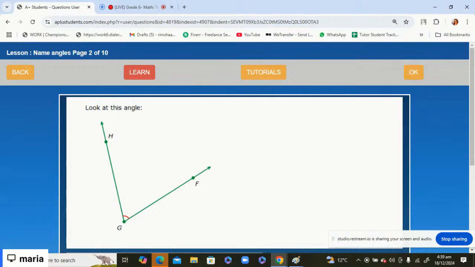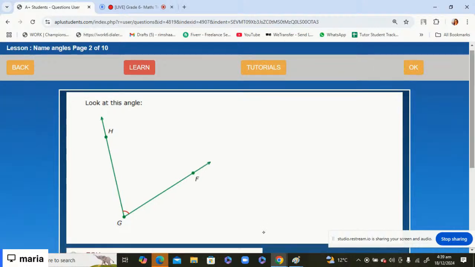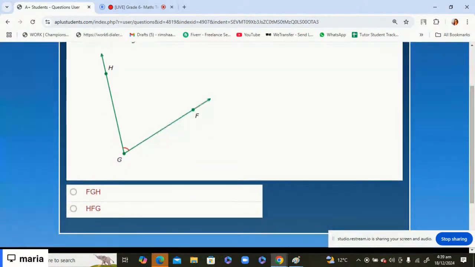Okay, now tell me the answer of this one. This is given, and here are the two options. The first option is F, G, and H. The second option is H, F, and G. Everyone tell me in the chat. This is so easy, just like the previous question.